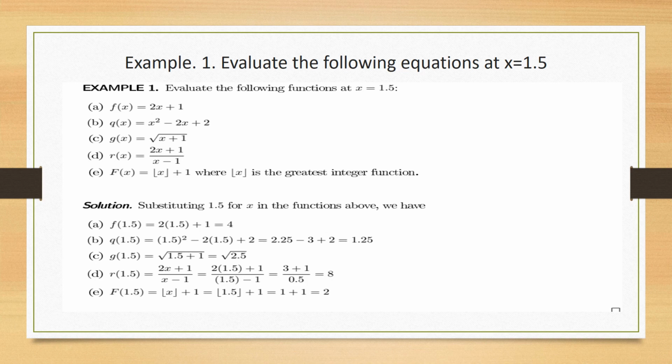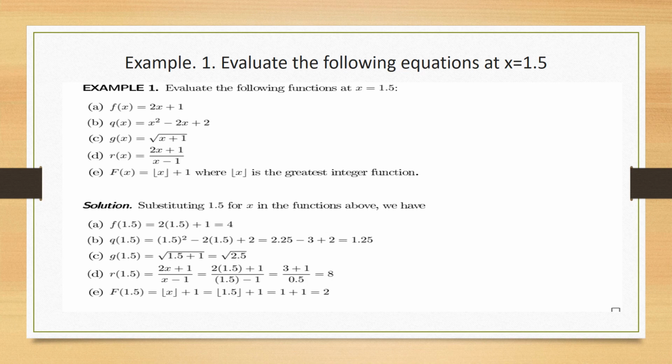Okay, next we have g of x is equal to the square root of x plus 1. Change x into 1.5, so the square root of 1.5 plus 1 is equal to the square root of 2.5. Next, we have r of x is equal to 2x plus 1 over x minus 1. Change the value of x into 1.5, then it will become 2 times 1.5 plus 1 over 1.5 minus 1. 2 times 1.5 is equal to 3, plus 1 is 4, over 1.5 minus 1 is equal to 0.5. Or 4 divided by 0.5, it will give us the answer of 8.